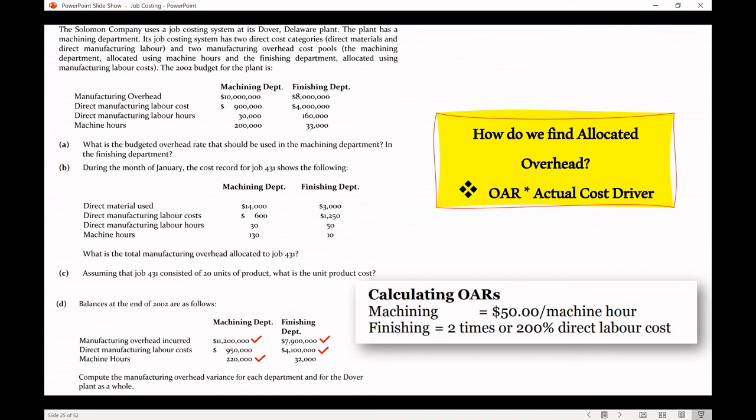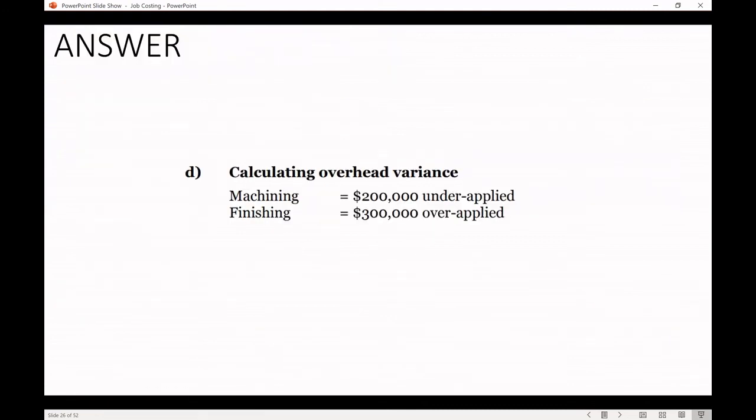That gives us 8.2 million, right? The difference between that is 300,000. Either way you calculate it, one you're going to get negative, one you're going to get a positive 300,000, still 300,000. So what we're looking at now, was it under-applied or over-applied? In this case, what we budgeted was greater than what actually happened. So here we're saying we over-applied. So the variance for the machining department is 200,000 under-applied, and the variance of the finishing is 300,000 over-applied.